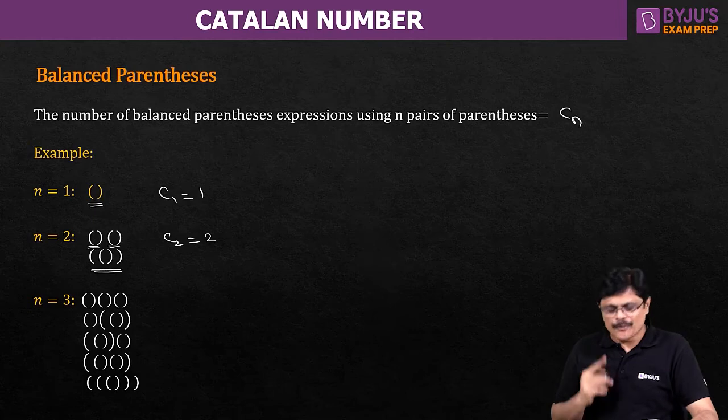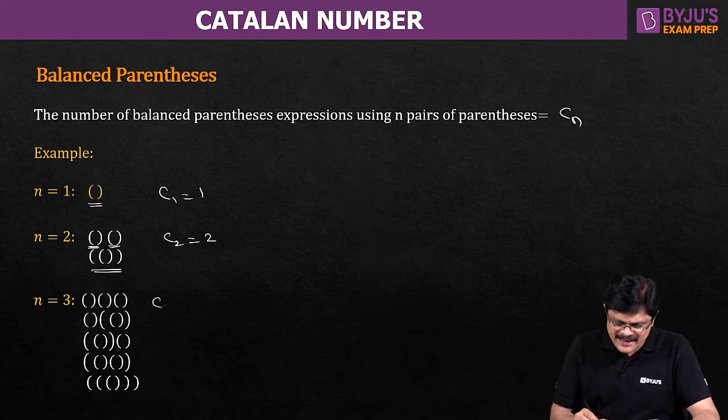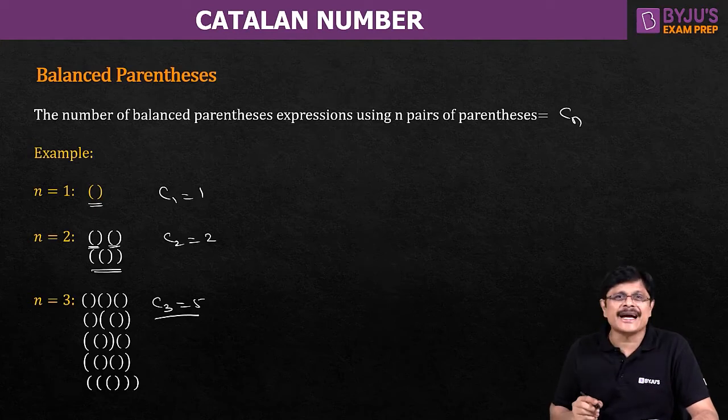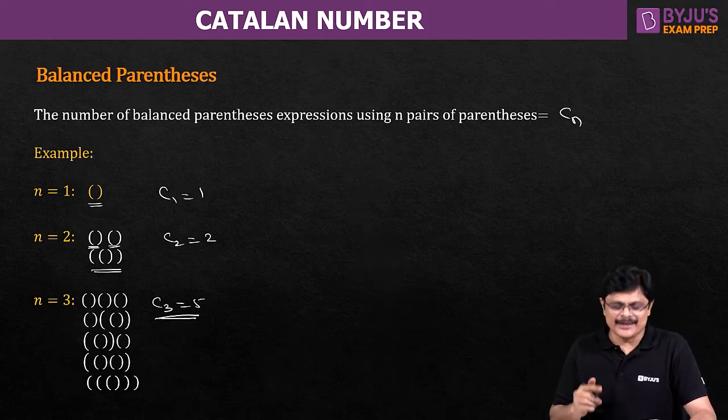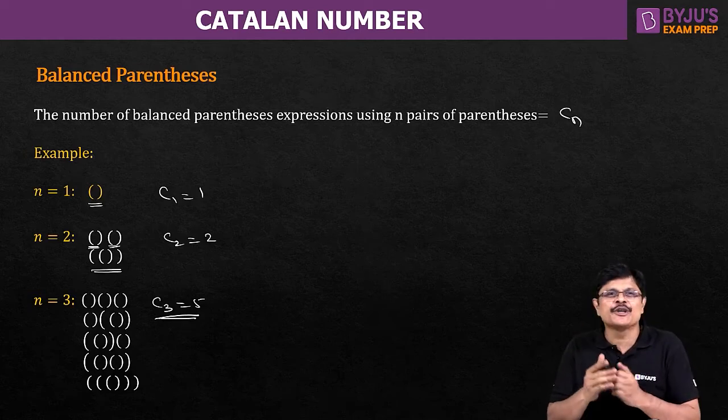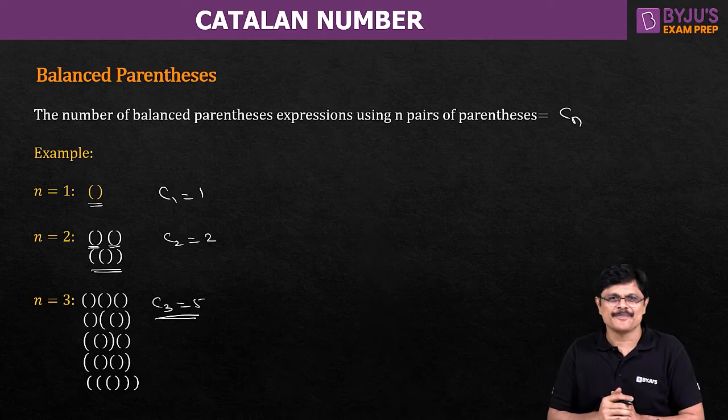N is equal to 3. What about this, my dear friends? C3 is equal to 5. So if you want to know how many, you can directly use the Catalan number. But if you want to see them, you have to write them out. Of course, generally they will ask you what the answer is. They will not ask you to write down all those valid parenthesized expressions. That is for your understanding. I am giving you that particular example. Hope you understand.